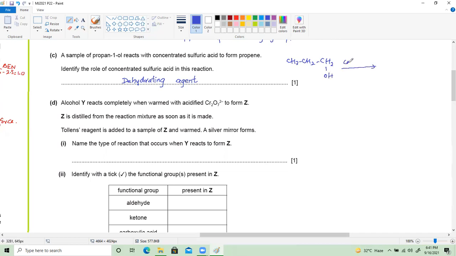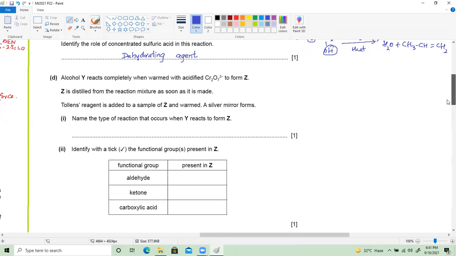So in the presence of concentrated sulfuric acid and heat, OH group gets removed from this carbon and a hydrogen atom will get removed from here. So water molecule is eliminated and a double bond gets formed between these two carbon atoms. So propene is produced. Removal of the water is dehydration and concentrated sulfuric acid is the dehydrating agent.